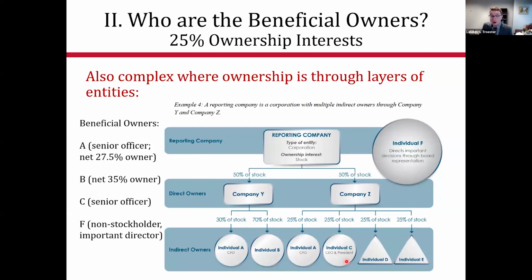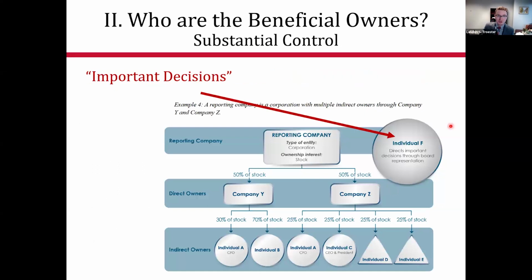B is simpler. 70% cut in half, more than 25%, they're reported here. C does not own enough stock, but is CEO and president. They're a senior officer. And then F is going to be the challenge, I think. F directs important decisions through board representation, whatever that means for you. This is an important decision maker. If you have people like this, you're going to need to be cautious and deliberate about reporting them or not. Some attorneys will take a more compliance and risk avoidance approach. Others will want to simplify their reporting and not bug this individual F, who clearly has some sort of special role in this company.